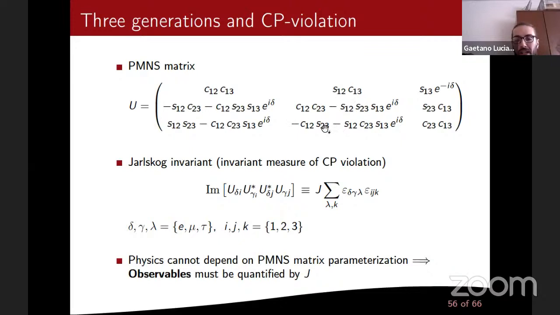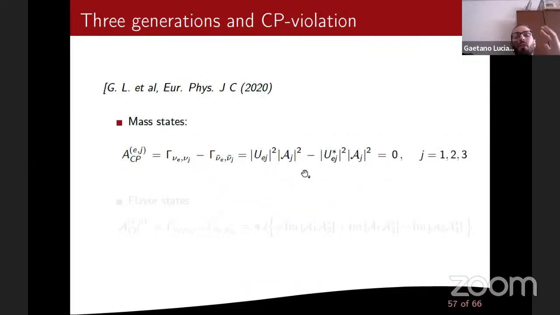And the only invariant quantity which we can construct from this matrix is the so-called Jarlskog invariant, which is defined as follows. So in principle, if we want a result which does not depend on the parameterization of the Pontecorvo-Maki-Nakagawa-Sakata matrix, all the observable results must be proportional to this J, which I stress is the only invariant measure of CP violation we can construct from this matrix. Let's see what happens using massive states and flavor states.